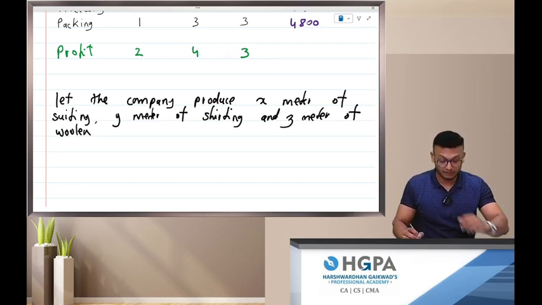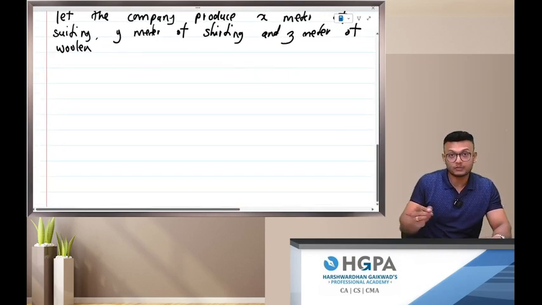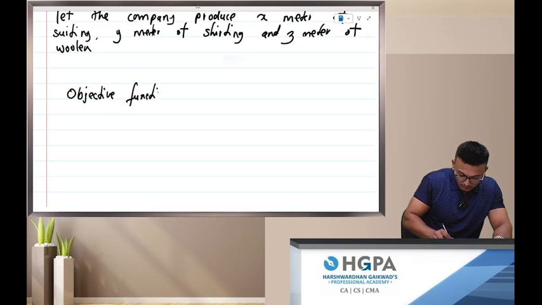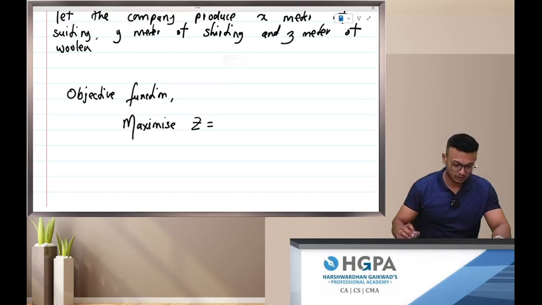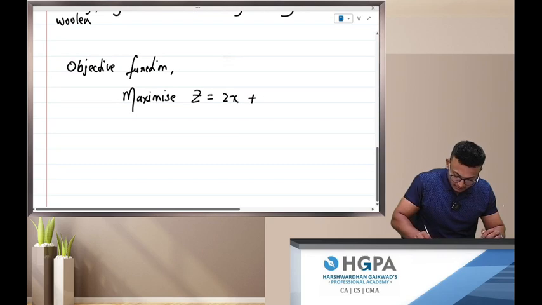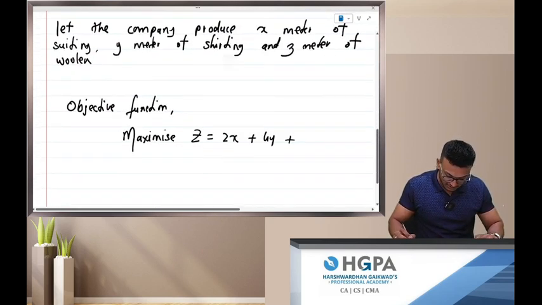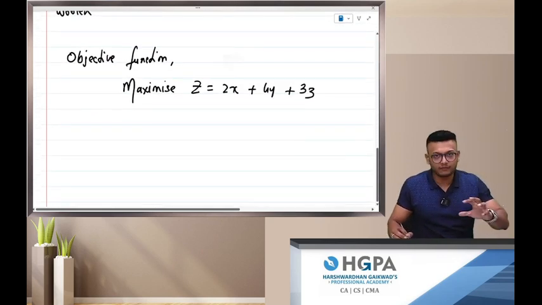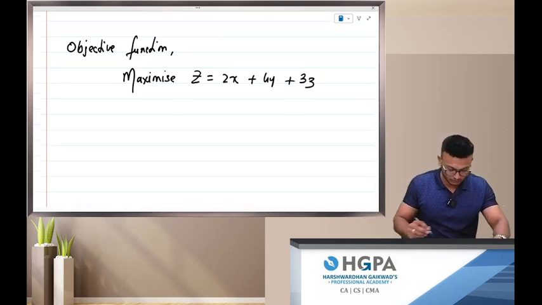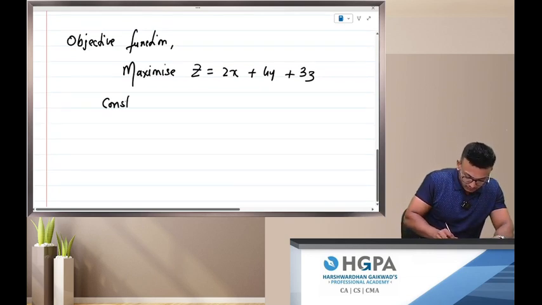Okay. Now, after this, we'll try to make the objective function. The objective function is maximize Z equal to 2x plus 4y plus 3z. So this is the profit what you will get, but this has limitations. That is what we call constraints. So what do you write over here? Constraint 2.